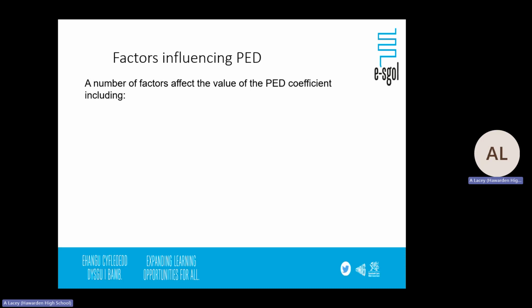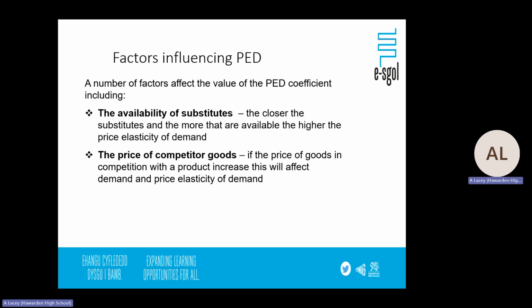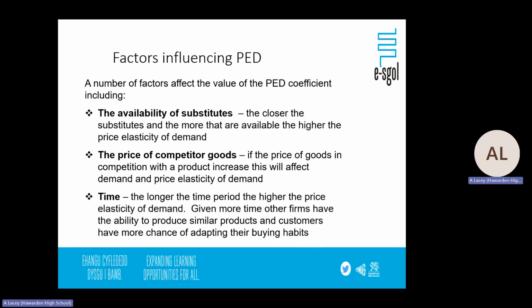Factors influencing PED. There are a number of factors that affect this. It might be the availability of substitutes: the closer the substitutes and the more that are available, the higher the price elasticity of demand. It could be the price of competitor goods: if the price of goods in competition with a product increases, this will affect demand and price elasticity of demand. And time: the longer the time period, the higher the price elasticity of demand, giving more time for other firms to produce similar products, and customers have more chance of adapting their buying habits as well.